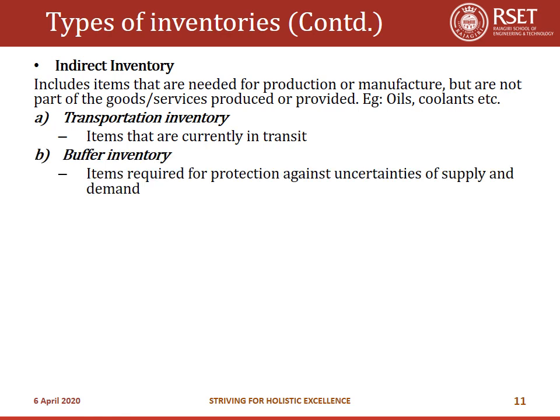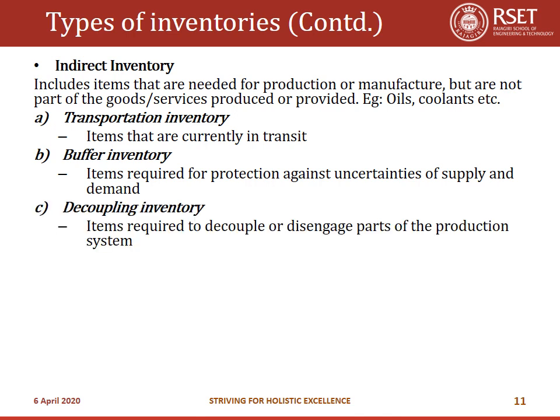Buffer inventory. Sometimes some situation might arise where you require protection against uncertainty. Uncertainties like some natural calamity, or what is happening right now in the case of COVID, or there might be some financial crisis, there might be a recession, there may be a lot of things that happen in the world, and so you need some items that need to be purchased as protection against uncertainties of supply and demand. That is, you don't know if this material is going to be available 2 months from now, so why not buy them right now? That is known as buffer inventory.